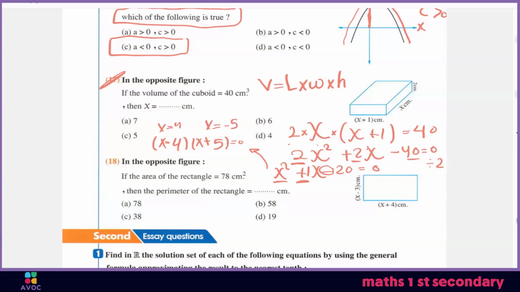So I have two values now: x equals 4 and x equals -5. Which of the two values is correct? Or are the two values correct? Who can tell me the right answer? Because this is length and width and height, the value of x must be positive. So negative is refused. So the value of x here equals 4.